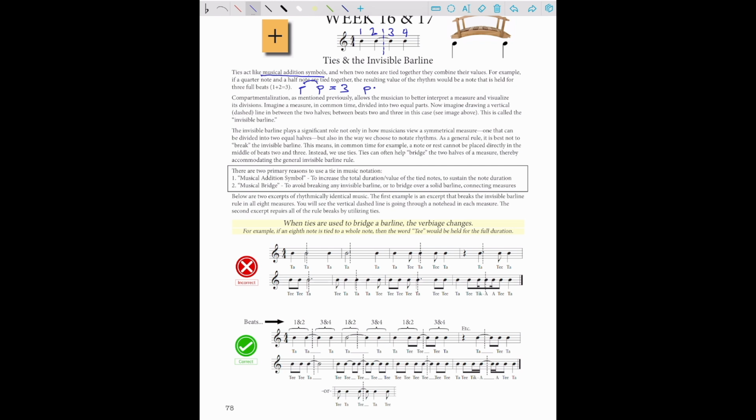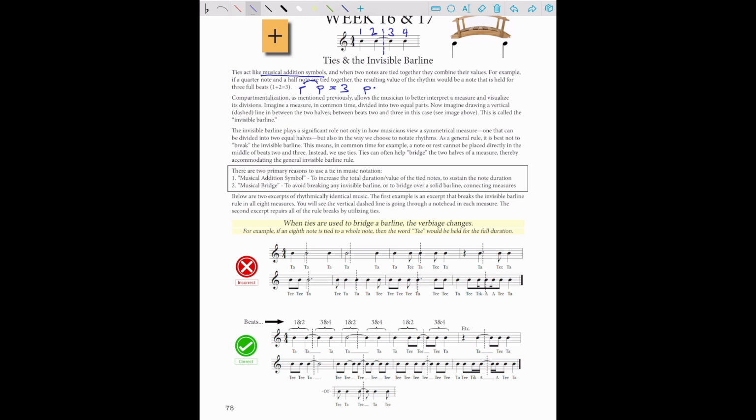Number one, as a musical addition symbol, to increase the total duration or value of the tied notes, to sustain that note duration. Or number two, as I just mentioned, a musical bridge, to avoid breaking any invisible bar line or to bridge over a solid bar line connecting the measures.